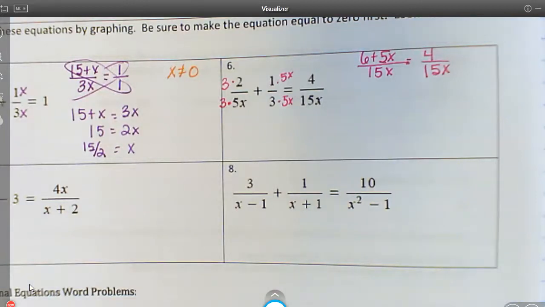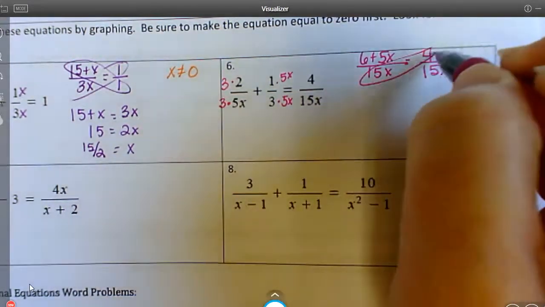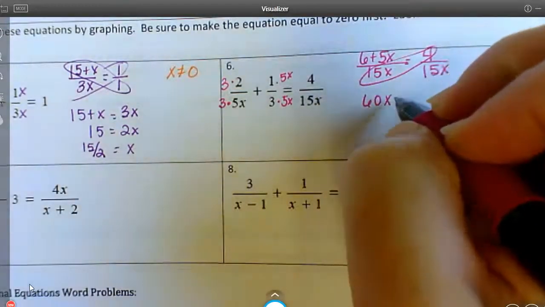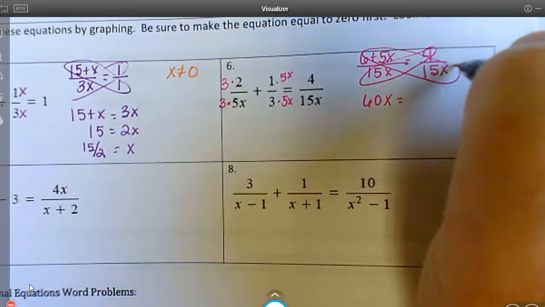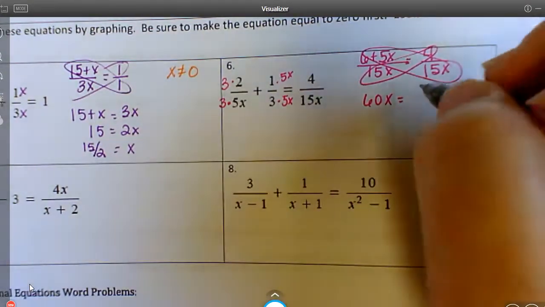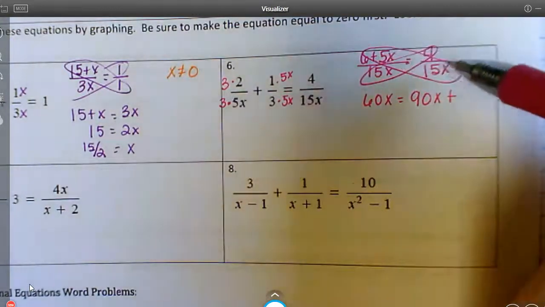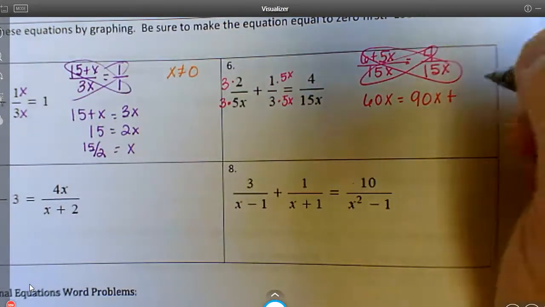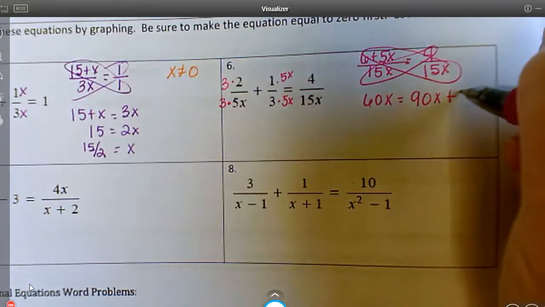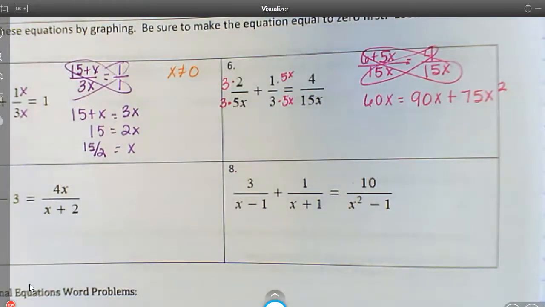Alright. Several ways that you can solve it from there, but you guys are probably just cross multiplying, so let's do that. 15x times 4 is 60x. Okay, 15x times both of those. So 15 times 6 is 90. And then 5x times 15x is 75x squared. Did I do that right?